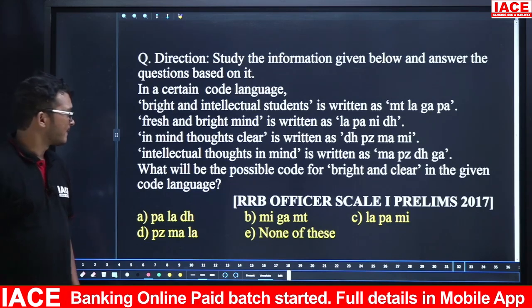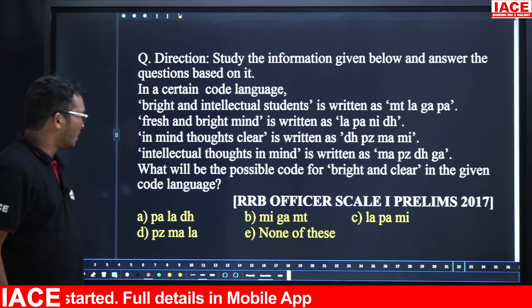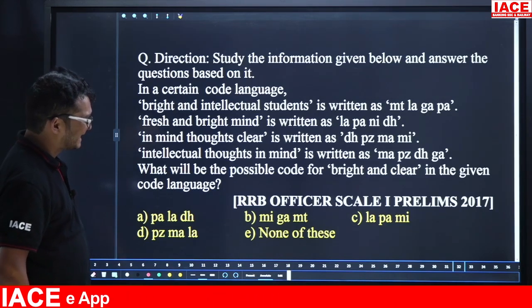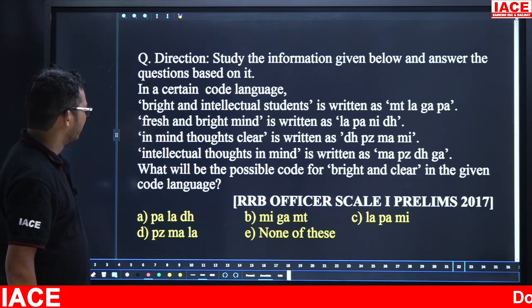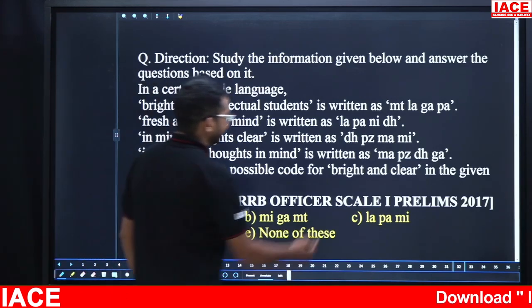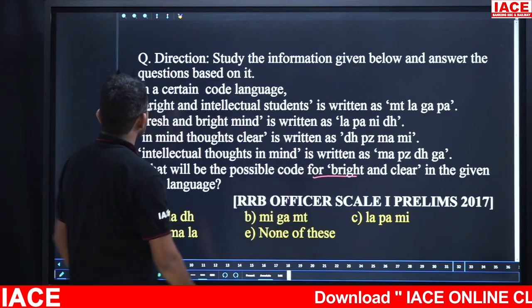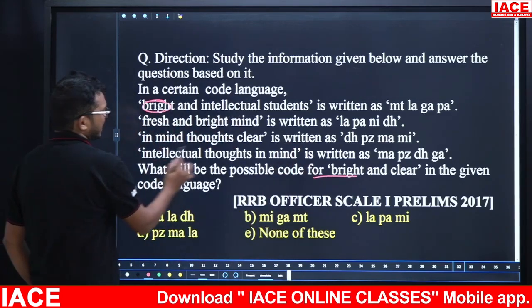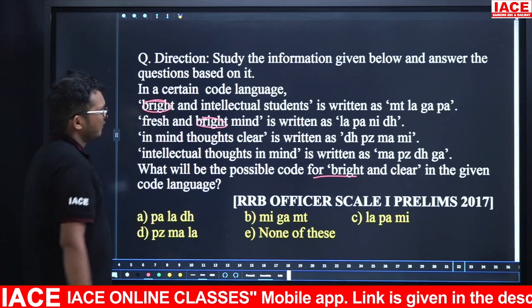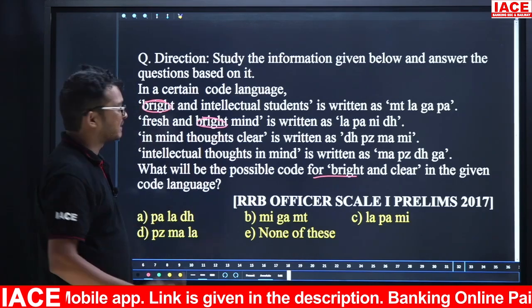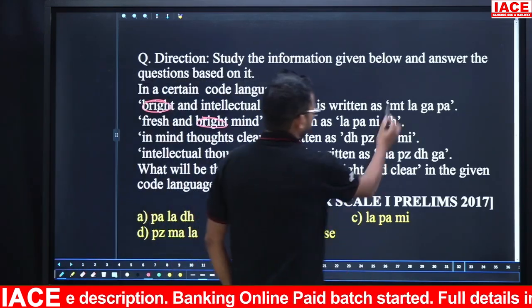Yes, time up. So take the given question. What will be the possible code for bright and clear in the given code language? Friends, first, bright is present in which lines? Here we are having bright. Next, here also we are having bright. Now the first line and second line common information is bright. Now the common code is, empty, not there.